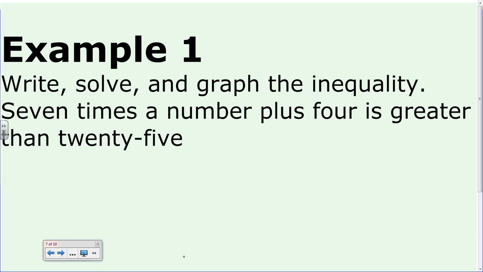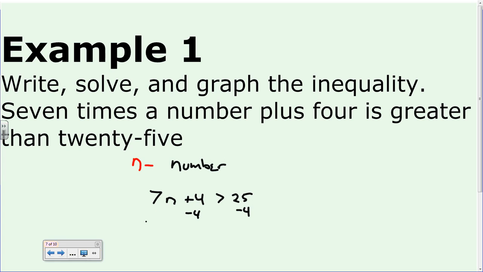Example 1. Write, solve, and graph the inequality. 7 times a number plus 4 is greater than 25. So first we're going to define a variable. N is the number. Then look for your keywords. We got a plus 4 and times a number. So 7 times n plus 4 is greater than 25. Now you just solve for n.